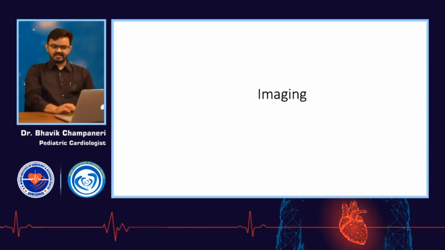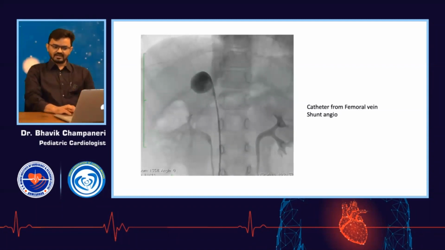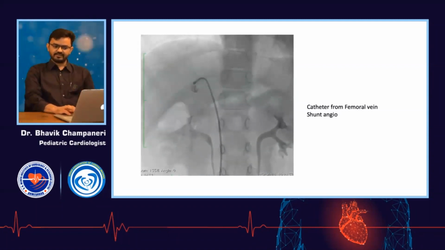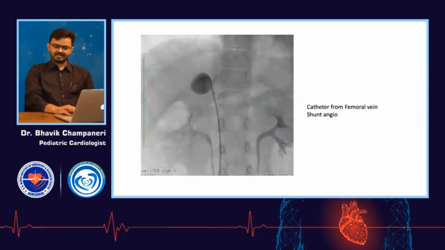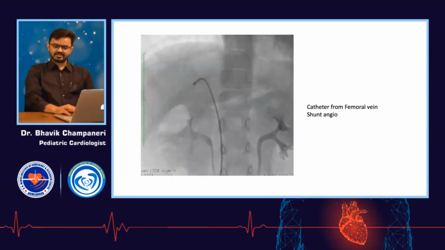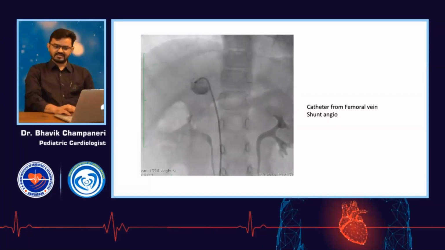So this is the patient we have taken in the cath lab. This is a femoral catheter introduced from the femoral vein, and the shunt has been hooked, and this is the baseline angio, showing a dilated aneurysmal shunt which is connecting to the IVC, and you can see there are very minimal branches of portal veins visible in this shunt.